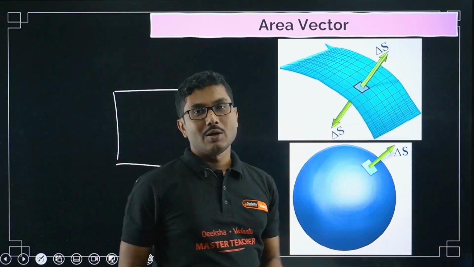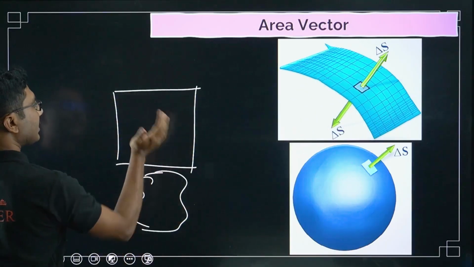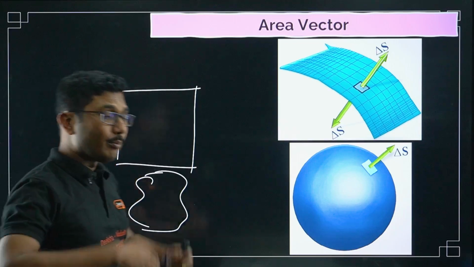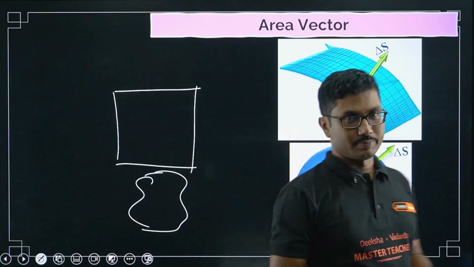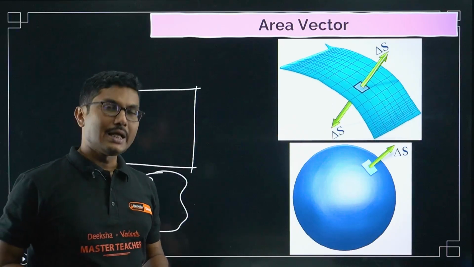For that, you can use the right hand rule. If this is the direction, you can say this is outward, and in some cases you have to take inward based on the certain situation. Based on the certain situation, the direction of the area vector is determined.